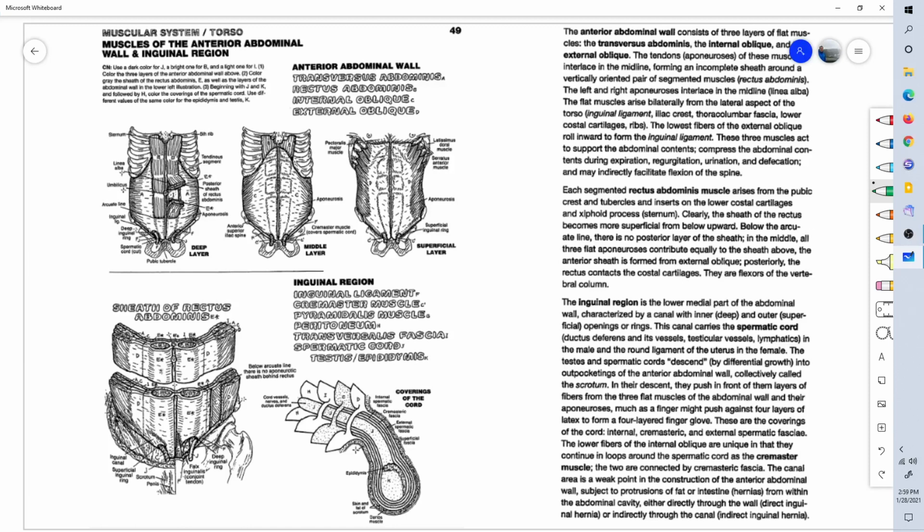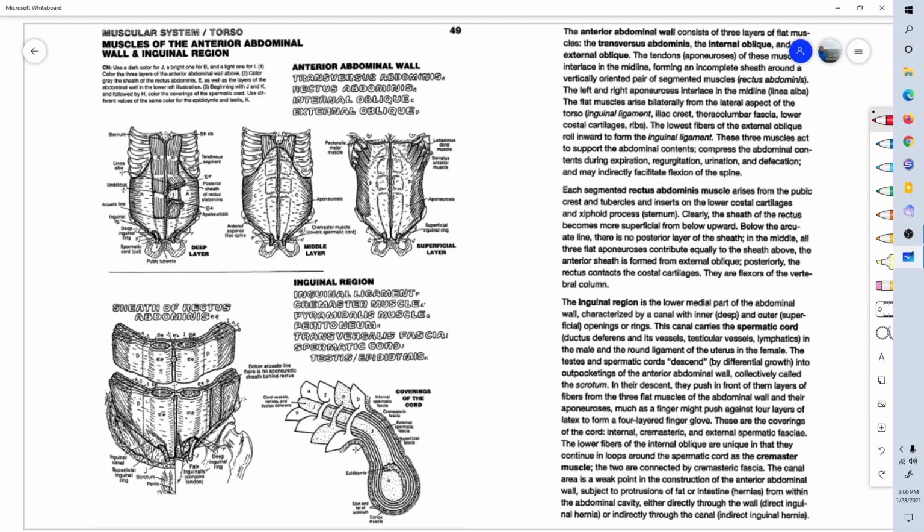Welcome to page 49 of Anatomy Coloring Book, Muscles of the Anterior Abdominal Wall and Inguinal Region. Of course, the anterior means the front. The abdominal wall and the inguinal region, which is sort of the groin, you might call the groin region. Let's talk about the muscles on the anterior abdominal wall.